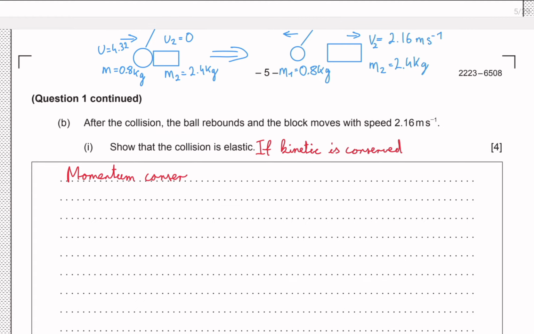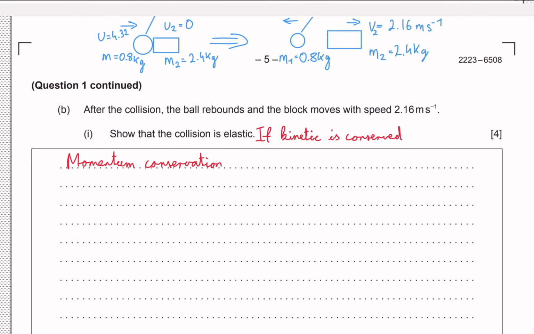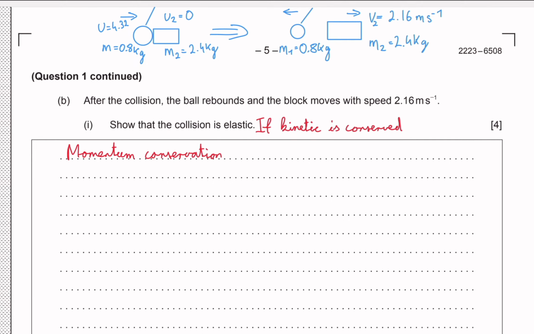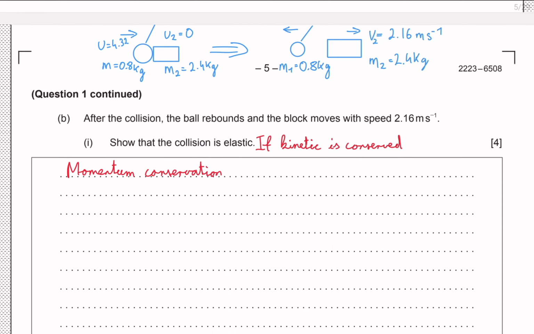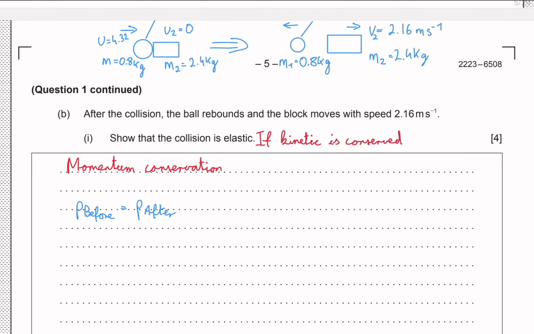Momentum always gets conserved if we're in a closed system, always. So this is not like the kinetic energy and the speed. This will always get conserved even in an inelastic collision. So we can write up the momentum before and the momentum after, and they should be equal. So we say P before equals P after.